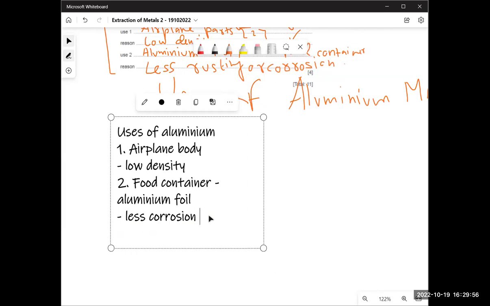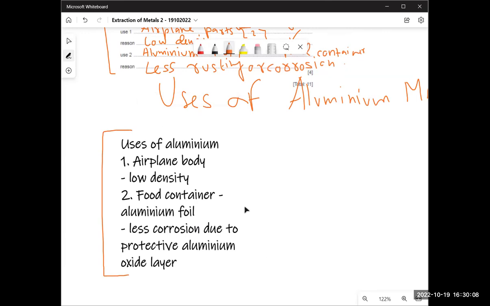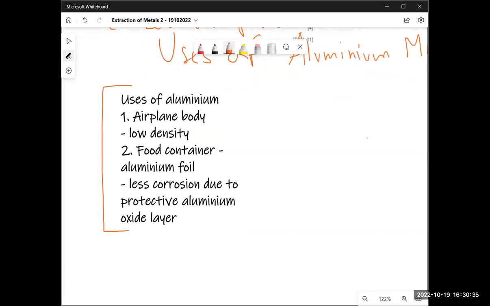Write this in your notebook. Due to protective aluminium oxide layer. I think you must remember this. Now write this in your notebook. Tell me when you're done. The point on heat is for all metals. It's not specific to aluminium. You have to say something which is specific only to aluminium. Finished writing? Yes, sir. I'll just give you one question.